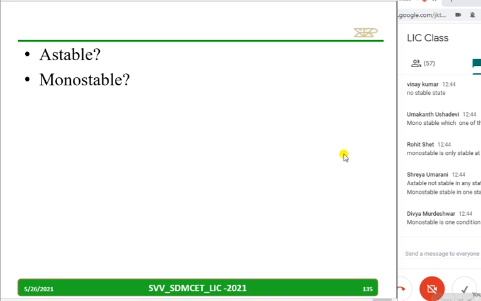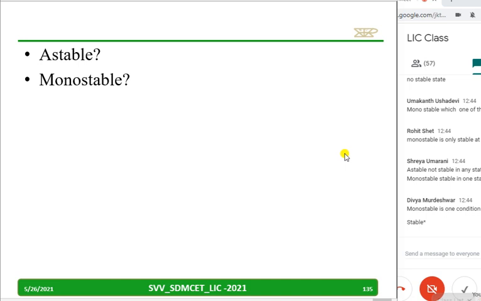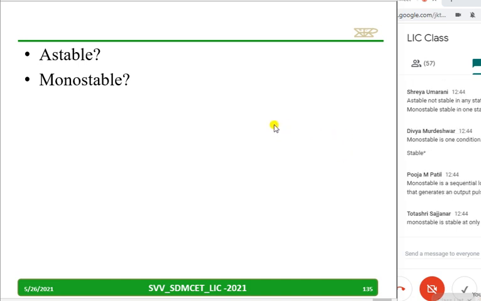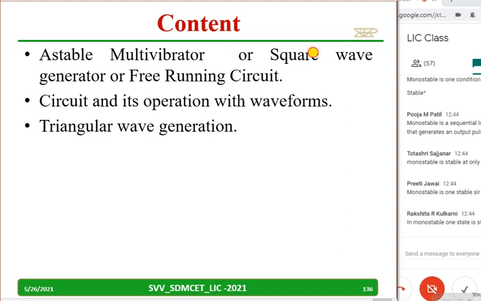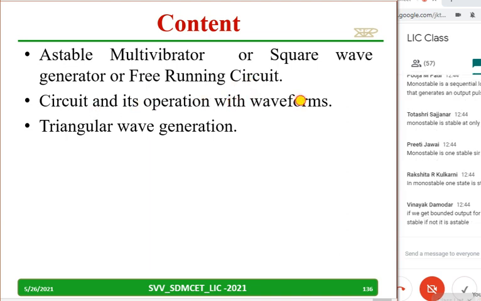Most of the students are typing a correct answer. Shreya Umrani has typed, Rohit, Umakant. Many are typing their answers. Now, we are going to discuss astable now. Astable means, as your friends have told, it is like a square wave. Neither 0 is fixed nor 1 is fixed. It is also called a free running circuit. The circuit and its operation with waveforms we are going to discuss now.